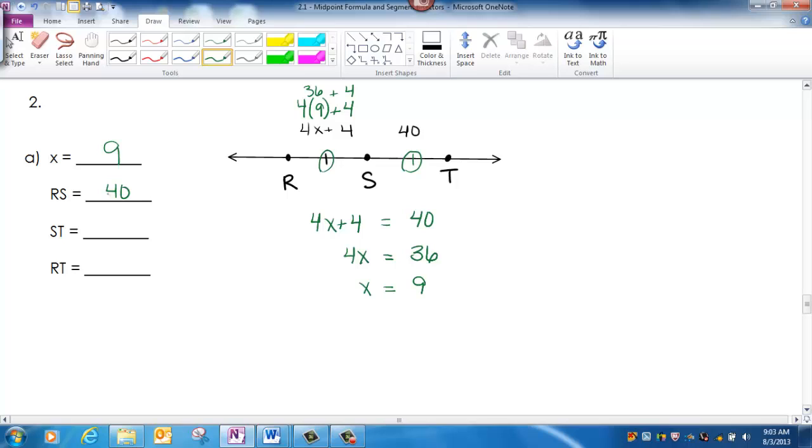ST was already given to us. We know that that's also 40. So then how far is it from R all the way to T? So R all the way to T then, that would be 40 plus another 40, 80.